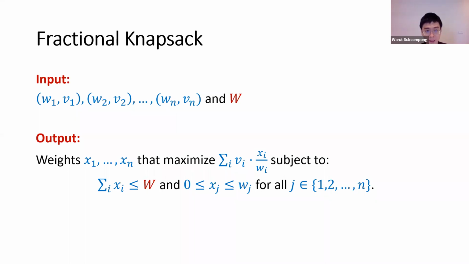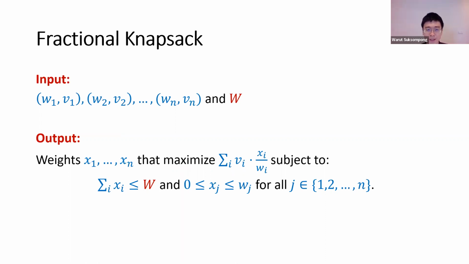And the constraint is again that the total weight that you include should not exceed the capacity of the knapsack. So the sum of xi does not exceed the capital W. And also the weight that you include from each item, of course, should not exceed the total weight of the item, right?